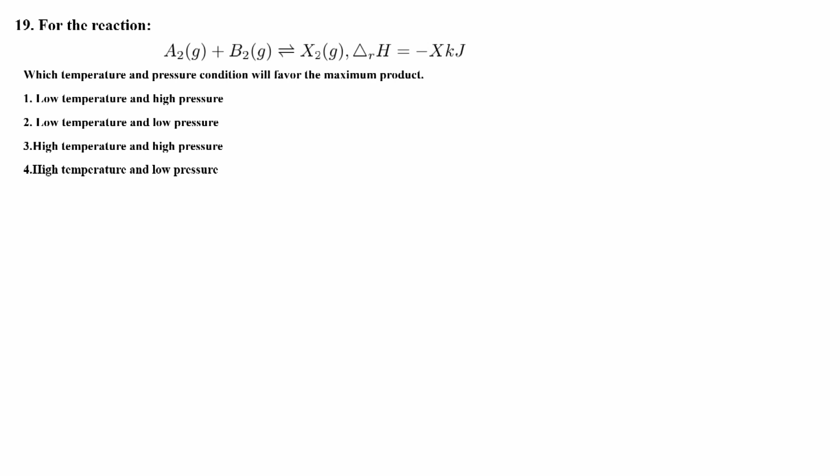Next, we move to problem number 19. It says A2 plus B2 reacts and gives 2X, and delta H for this reaction is given as x kilojoule. Which temperature and pressure condition will favor the maximum product? So, here delta H is negative. Okay, so this is an exothermic reaction, low temperature and high pressure. So, this is an exothermic reaction.